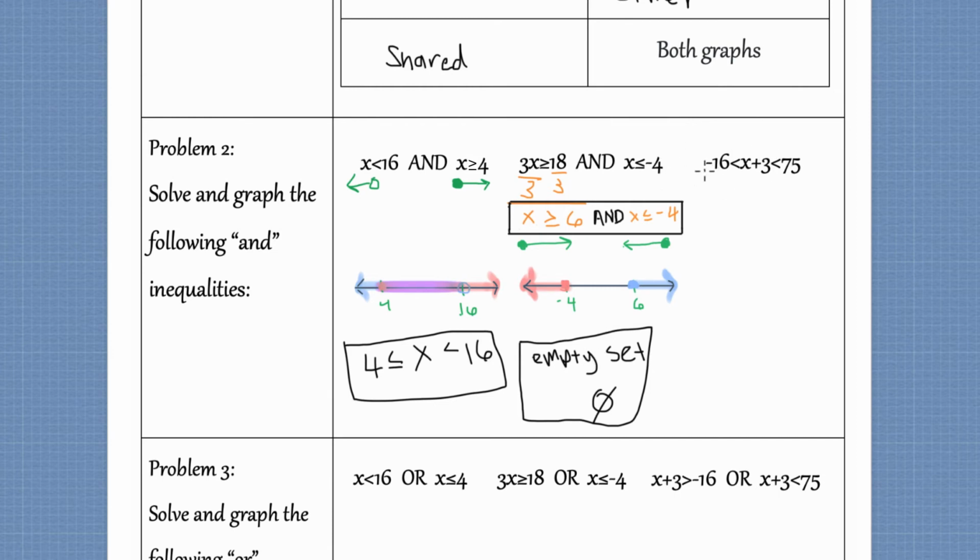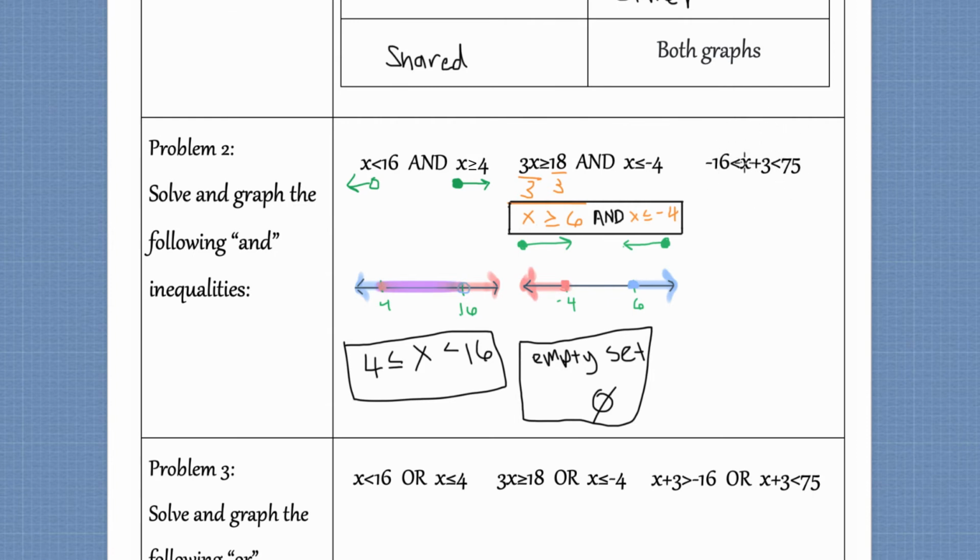On the next one, you'll see there is no mention of the word "and" anywhere in this inequality. This inequality says -16 is less than x plus 3, which is less than 75. Even though there is no mention of an "and" anywhere in here, this is still considered an "and" inequality. So whenever you see a compound inequality that is formatted like this, it's never going to be an "or" inequality. It's always going to be an "and" inequality.